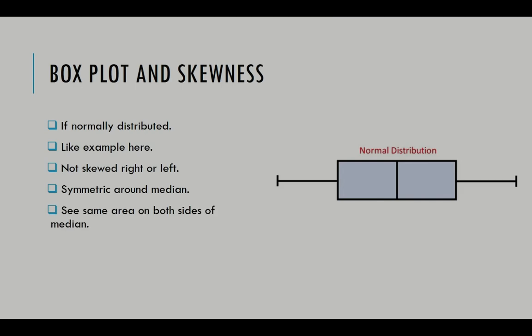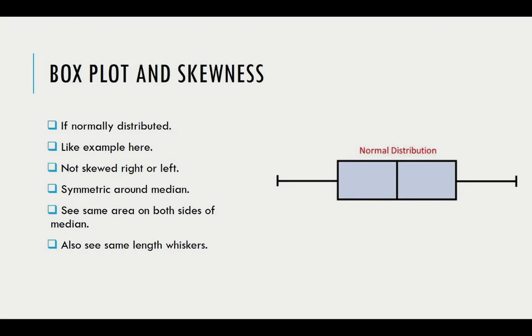But we see the same area on both sides of the median. And as I just said, we see the same length of the whiskers. So everyone understands that this is clearly symmetric, right? If I folded it in half, it would fold right on top of each other. So when I have something normally distributed, when it looks like this, when the whiskers are the same, when that interquartile range can be folded equally in half, then I have something that's normally distributed, not skewed.